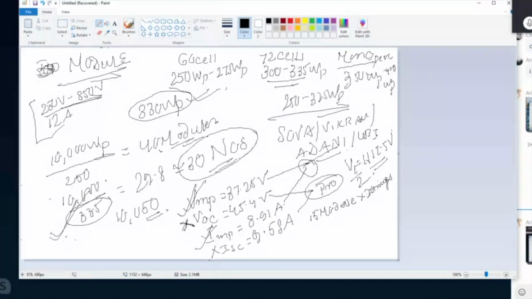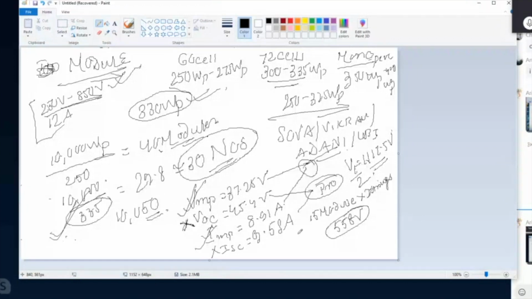So once we multiply 15 into 37.25, we are going to get 558 volts. So each string of ours has 558 volts. Matching? So each string has 558 volts, which is within the MPP range of our inverter.